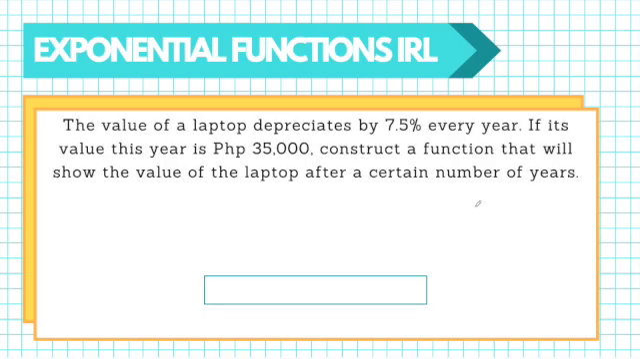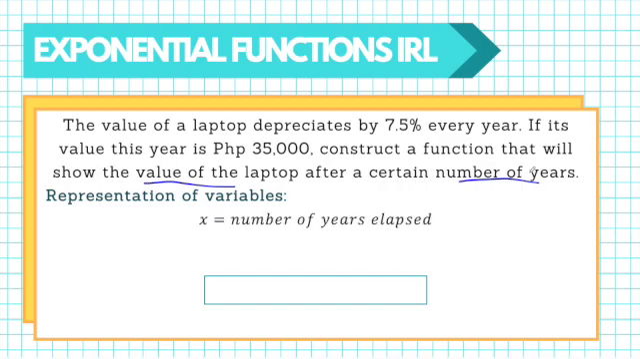Let's have another example. The value of a laptop depreciates by 7.5% every year. If its value this year is 35,000, construct a function that will show the value of the laptop after a certain number of years. Since we are constructing a function, the first thing we need to do is to represent the variables. The value of the laptop is dependent on the number of years elapsed. Therefore, x represents the number of years elapsed, while y represents the value of the laptop.